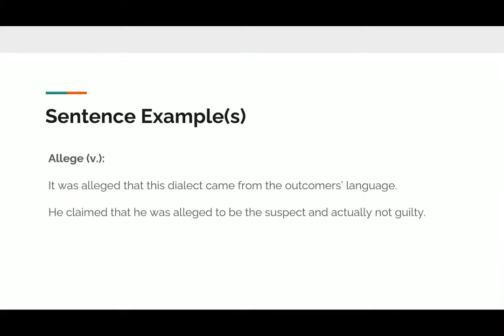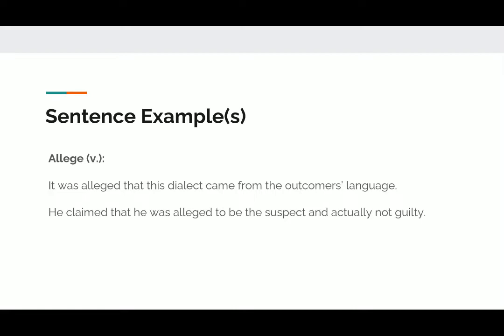Let me give you some sentence examples of alleged. The first example is, it was alleged that this dialect came from the Outcomers language. The second example is, he claimed that he was alleged to be the suspect and actually not guilty. In both sentences, the verb allege means state something without proof.